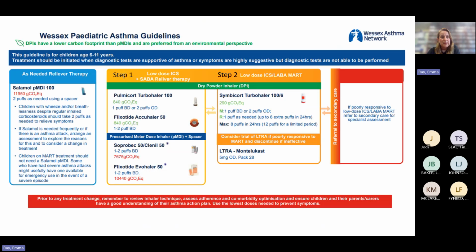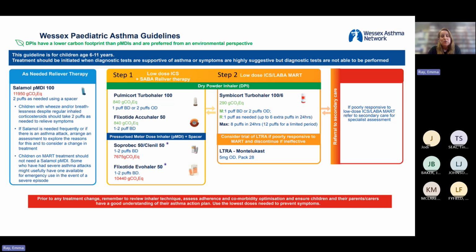Hopefully that makes sense. So these are the current guidelines. They're just going through a little bit of a process of update at the moment. For the 6 to 11-year-olds, step 1 is going to be a low dose inhaled corticosteroid. So this is what you'd be using for your trial of treatment.